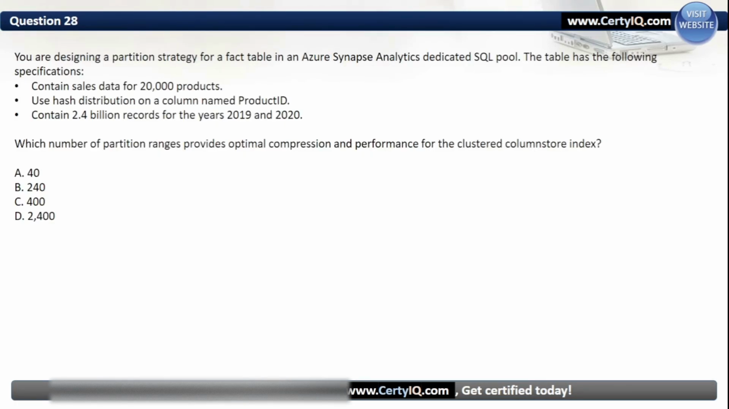Question 28. You are designing a partition strategy for a fact table in an Azure Synapse Analytics dedicated SQL pool. The table has the following specifications. Contain sales data for 20,000 products. Use hash distribution on a column named product ID. Contain 2.4 billion records for the years 2019 and 2020. Which number of partition ranges provides optimal compression and performance for the clustered column store index? Our options are A. 40, B. 240, C. 400, or D. 2400. The correct option is A. 40.